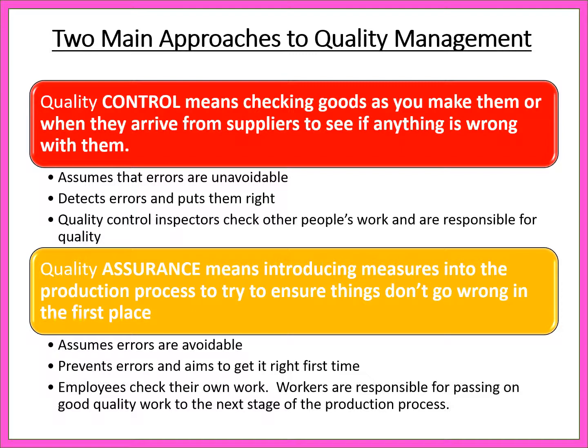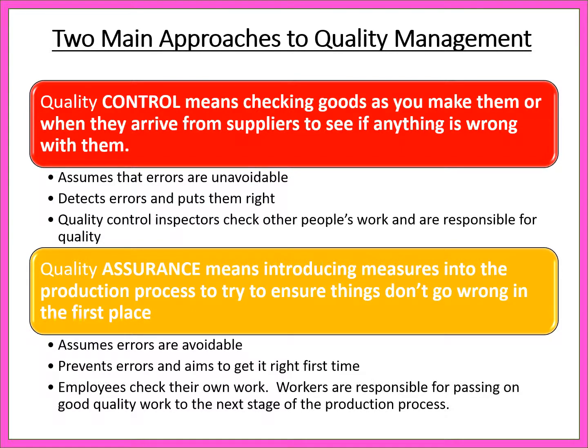Quality control means checking goods as you make them, or when they arrive from the suppliers, to see if anything is wrong. It assumes that errors are unavoidable. It detects errors and puts them right, and quality control inspectors check other people's work and are responsible for the quality. So in other words, you make a product, then a quality inspector comes along, picks them out and has a look at it and goes, is there anything wrong with this? Is it working fine? Does everything about it work? Whereas the other side is quality assurance, which means introducing measures into the production process to try to ensure that things don't go wrong in the first place.